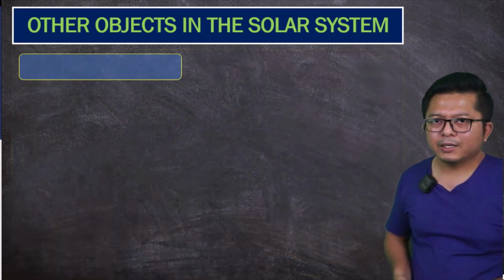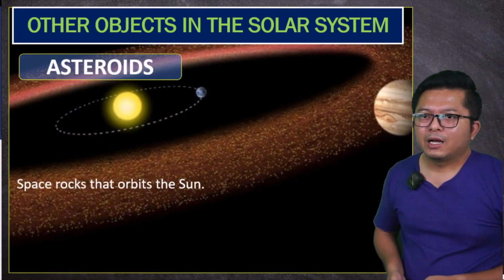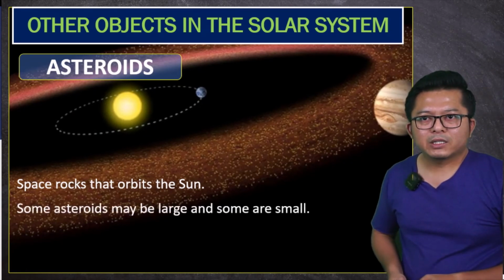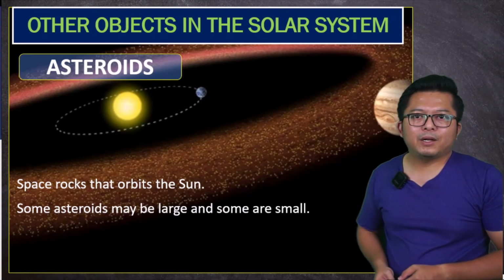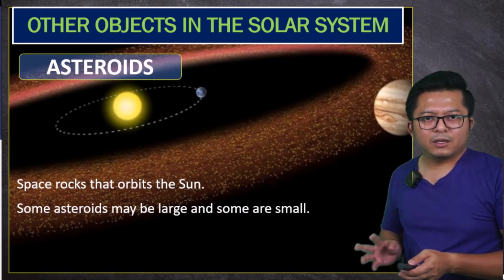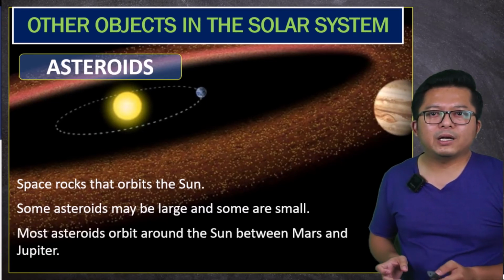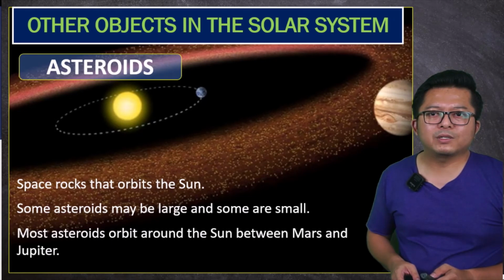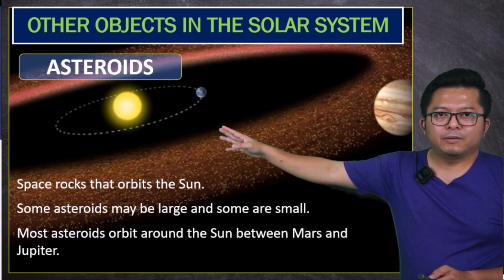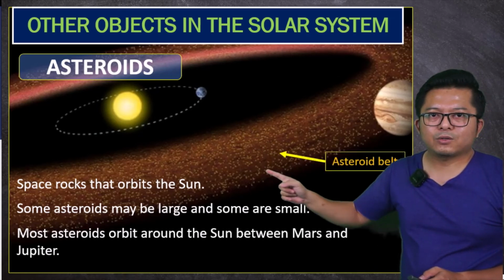Okay. Next, asteroids. What are asteroids? Asteroids are space rocks that orbit the sun. Some asteroids may be large and some are small, like in the movies that you have seen. Okay, most asteroids orbit around the sun between Mars and Jupiter. Now, you can see here, that's the Earth, and this is Jupiter. So this is called the asteroid belt.